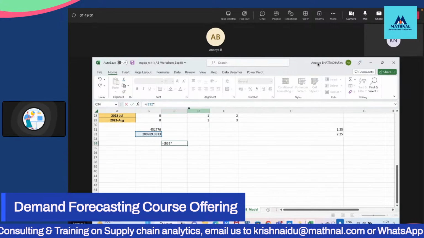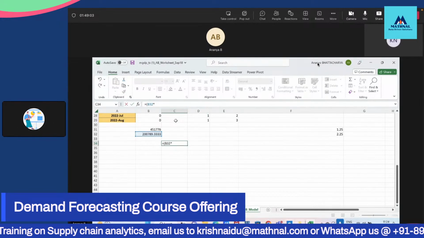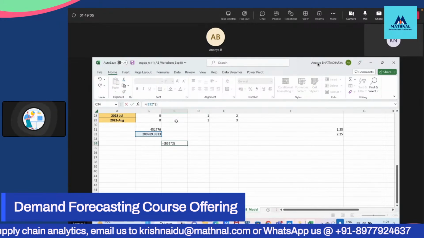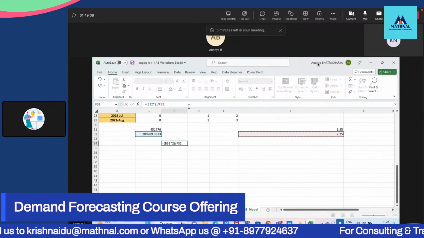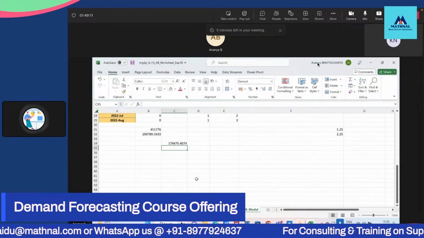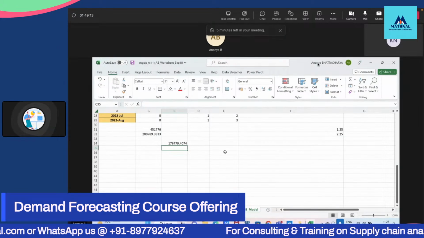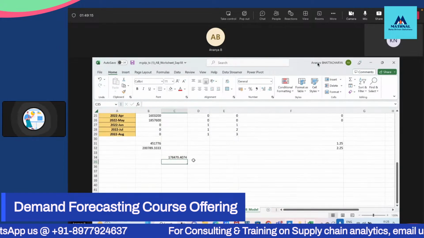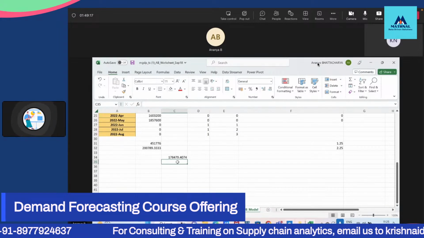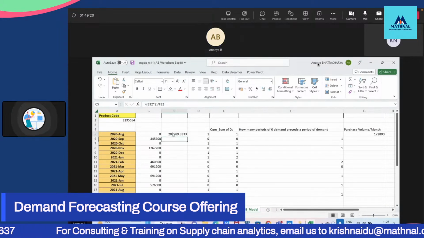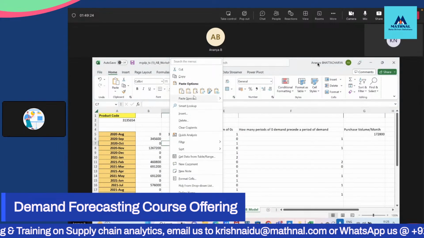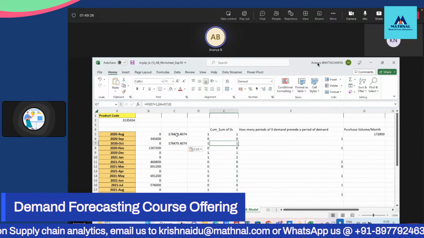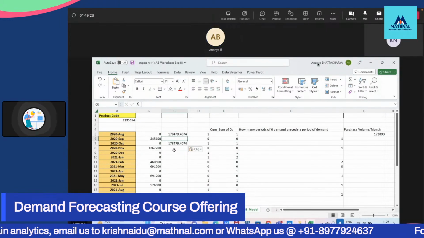Into 2, divided by 2.25, close the bracket. Okay, this is the number which we have to put every 2 periods: 178,479.4, let's say 178,480. Put it every 2 periods, not in the top. So this one is going to cover for these two, correct.